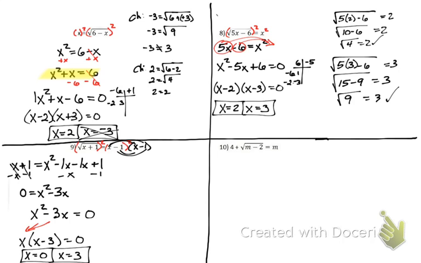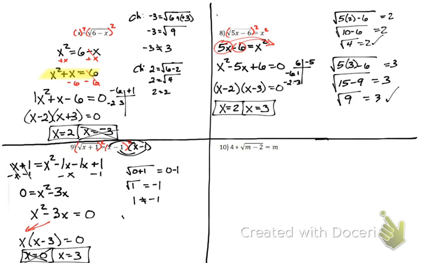Again, going to check here. Square root of 0 plus 1 equals 0 minus 1. Square root of 1 equals -1. Nope, that's not going to work. So the 0 answer gets thrown out.